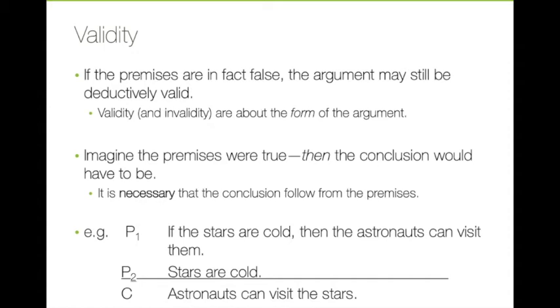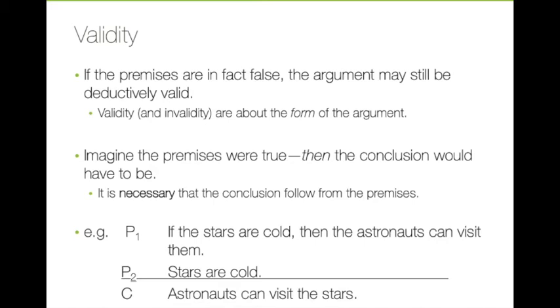So here's another example of an argument in a form we saw on earlier slides, where one of the premises is false, and that makes the conclusion come out false. First premise, if the stars are cold, then the astronauts can visit them. Stars are cold, therefore astronauts can visit the stars. For this deductively valid argument, the conclusion is false because one of the premises is false.